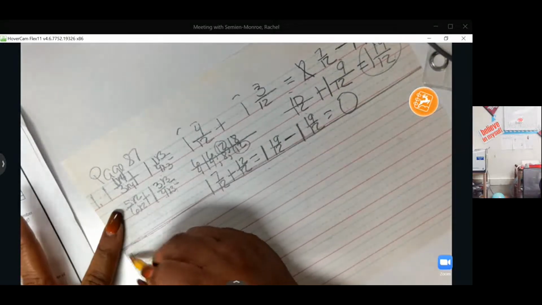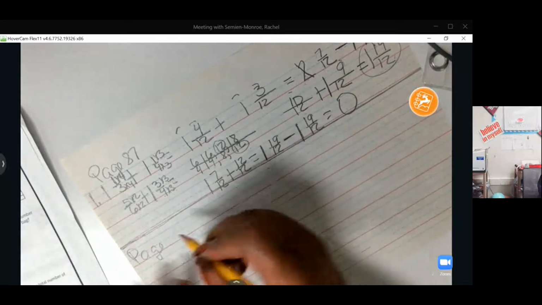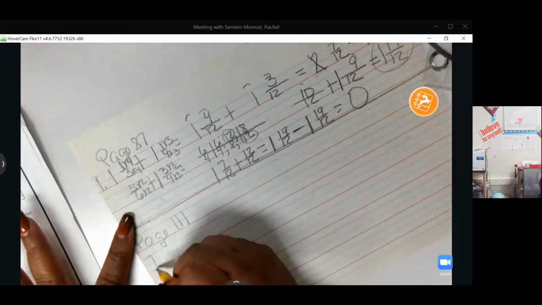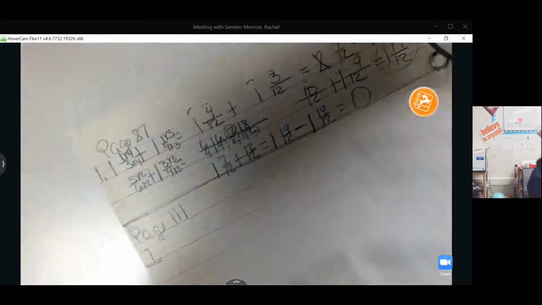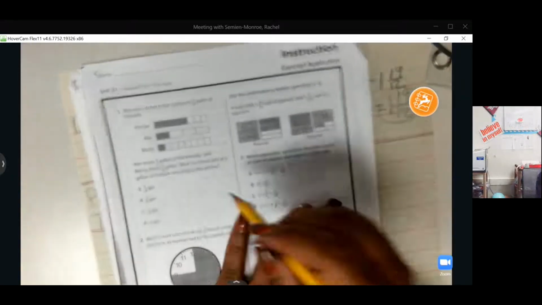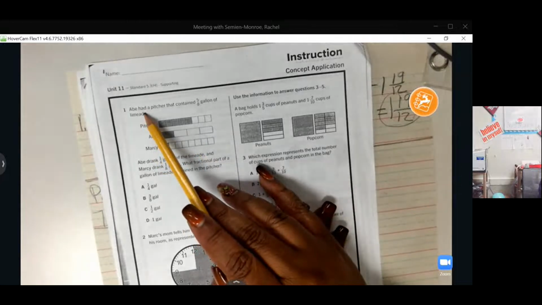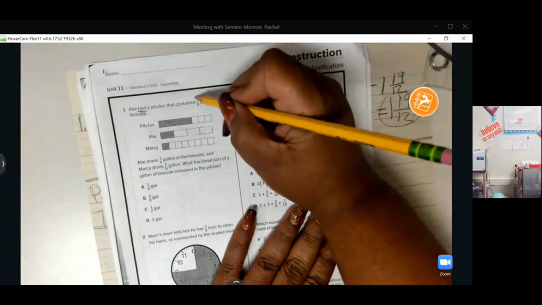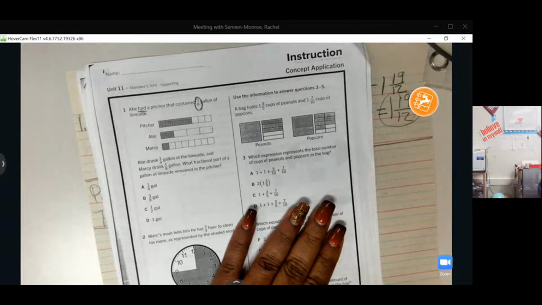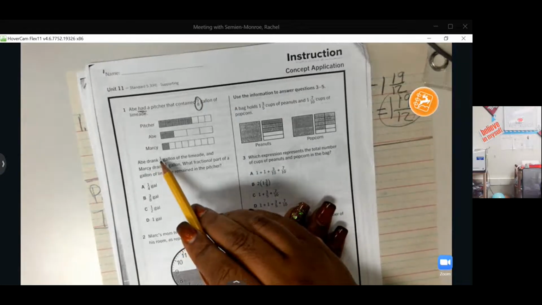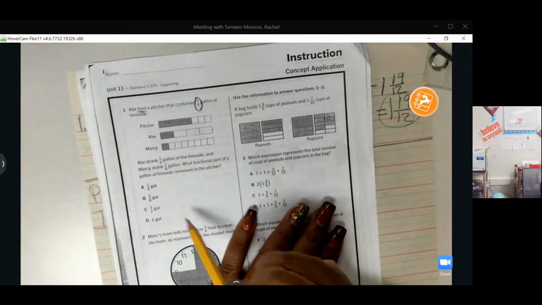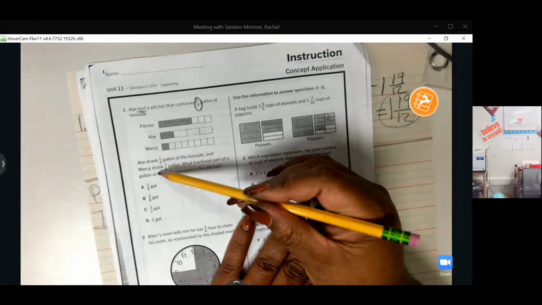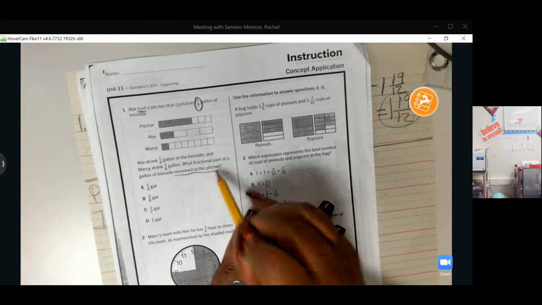I'm now on page, I need to know what page you're on because we have a lot of ones in here, right? All right, page 111. I'm working on number 1. It says, let's read it together. Abe had a pitcher that contained 8 gallons of lemonade. Abe drank 1/4 gallons of lemonade and Marcy drank 1/8 gallons. What fraction part of a gallon of lemonade remains in the pitcher?